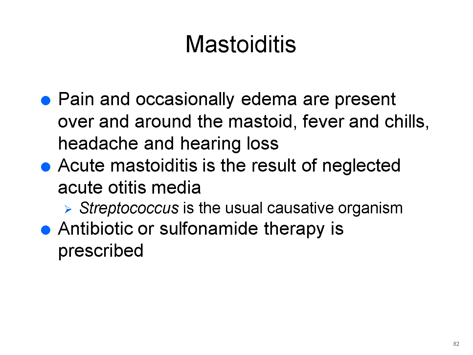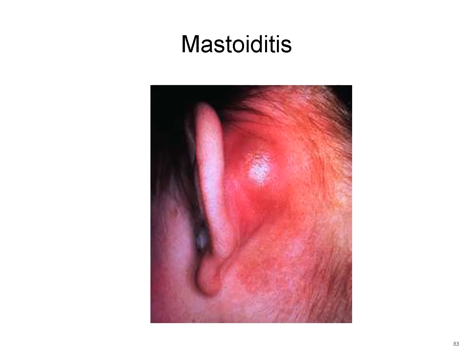Mastoiditis is an infection of the mastoid bone, located behind the ear, and is often a complication of untreated otitis media. Symptoms include pain, fever, swelling behind the ear, hearing loss, and occasionally headache or chills. The condition is usually caused by Streptococcus species. Treatment includes antibiotics or surgery to drain the infected area.